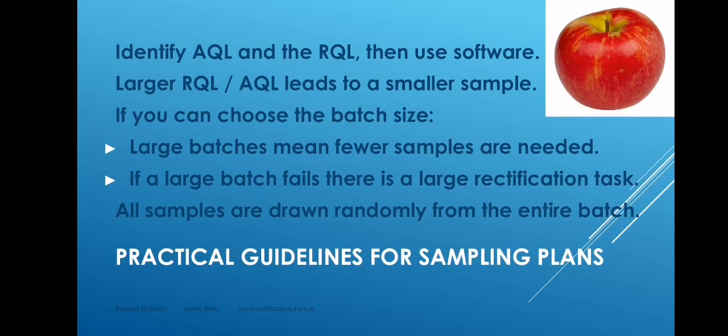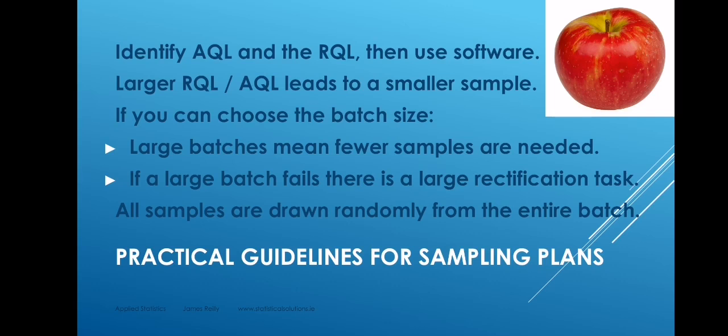Some practical guidelines for sampling plans is that in order to find a suitable sampling plan, the first thing you need to do is to identify an AQL and an RQL. Again, the AQL is the acceptable quality level from the process in the long run. The RQL is the unacceptable level of quality even for a single batch. Larger values of the RQL to AQL ratio tend to lead to smaller samples. So if you have an AQL and you have a choice about setting the RQL, if you can set a large value, it will provide you with typically smaller sample sizes.